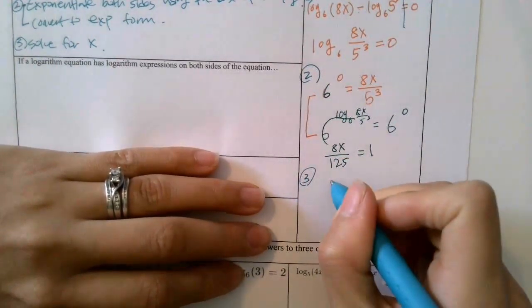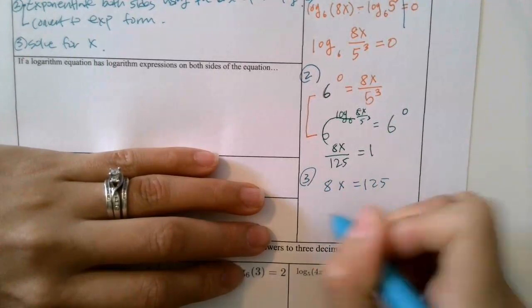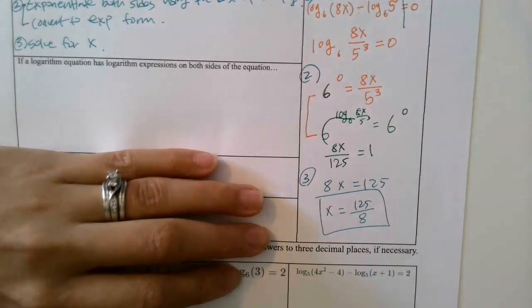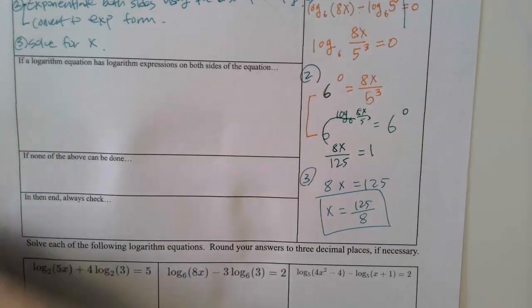Multiply 125 to both sides. 8x is equal to 125. x is equal to 125 over 8, which I can probably put in my calculator as a decimal. So that's how you do it.